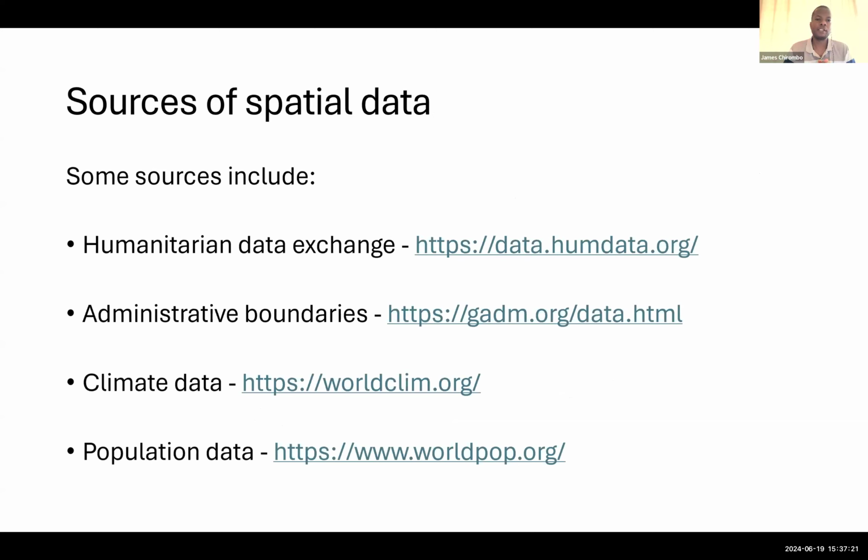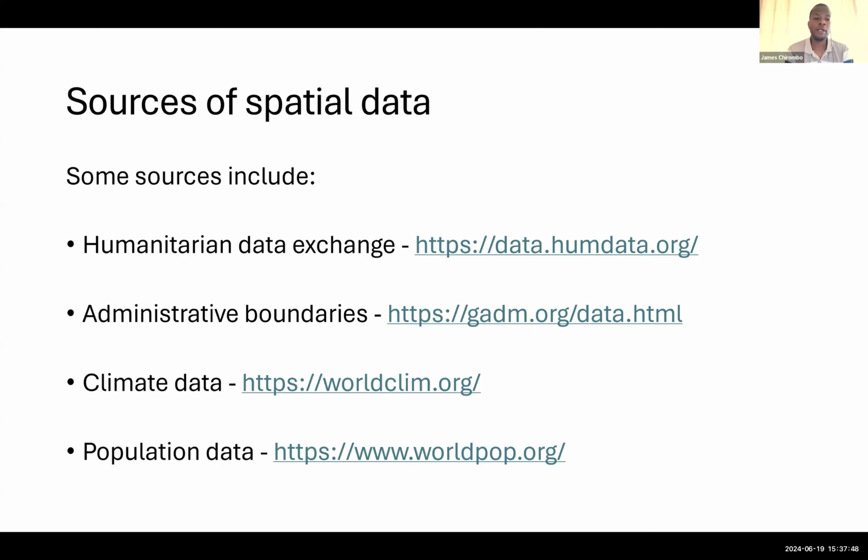Right, now this leads me to this slide, which just highlights some of the common sources of spatial data. There's Humanitarian Data Exchange. This is a freely available platform. People share data, and you can find all sorts of data, from climate data, disease data, geographical data. The list is endless. The data is all available there.